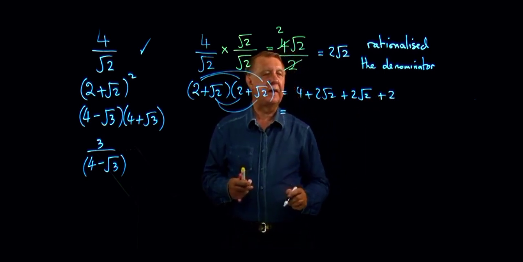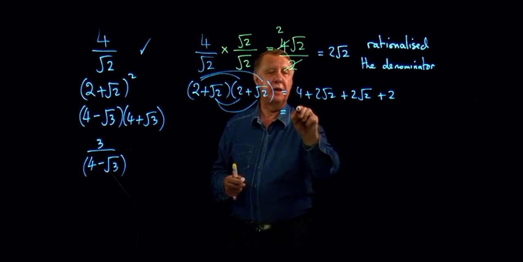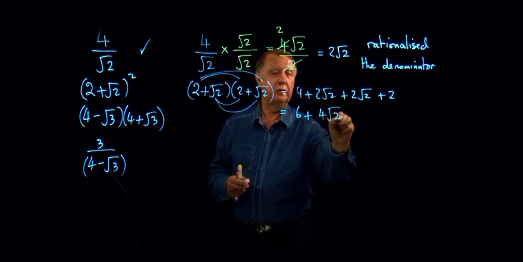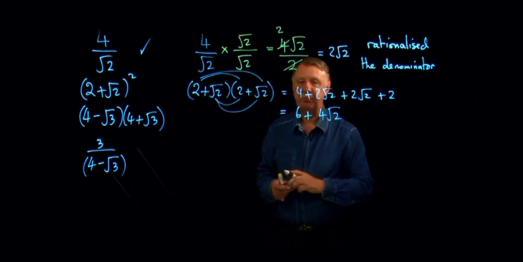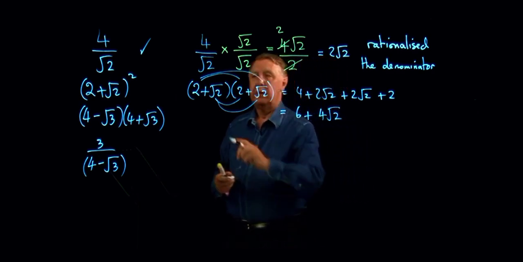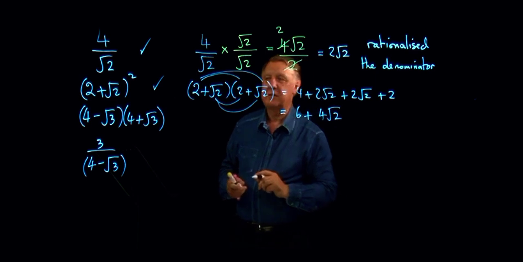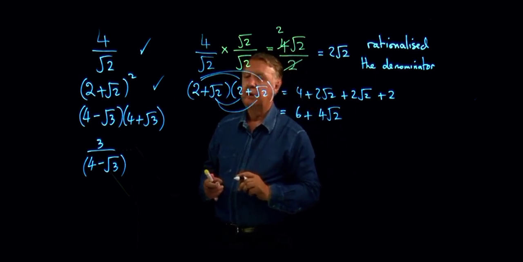I can group them together. 4 and 2 is 6. 2 root 2 and 2 root 2 is 4 root 2. And I've done that. That's probably worth a couple of marks in the exam, a question like that.